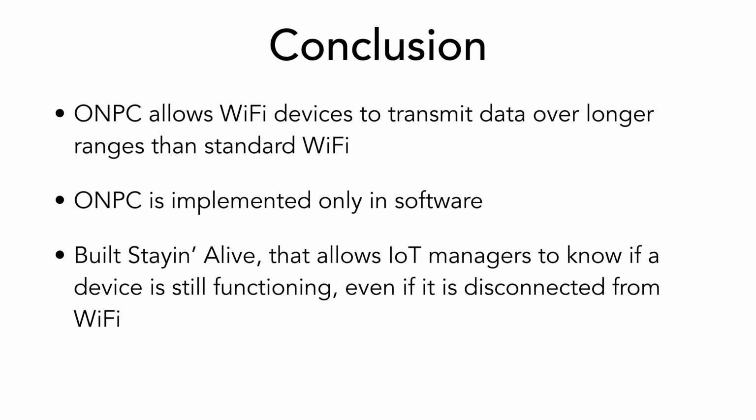So in conclusion, ONPC is this protocol that we built that's only done in software to extend the range of Wi-Fi. It has lots of different applications. I talked about one, staying alive, where an IoT manager can just know if a sensor's online or offline. But there's other use cases as well that I didn't explore. And there's a lot of cool things we could do with this, actually. So there's just sending raw data for some reasons. There's interesting things you could do with this with other wireless protocols.